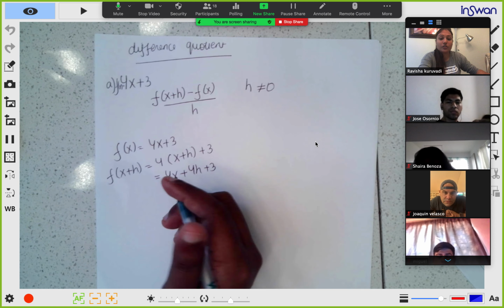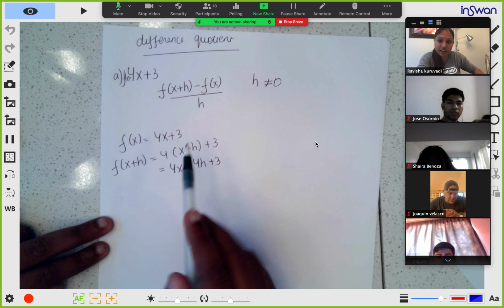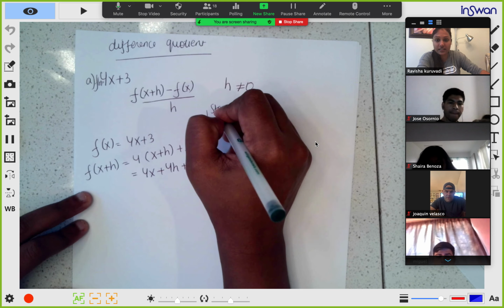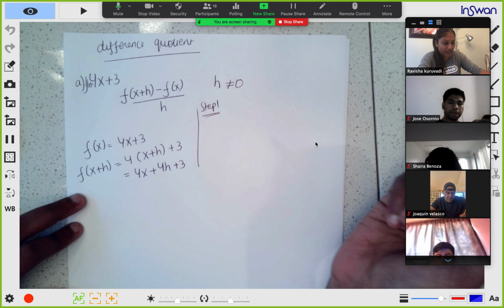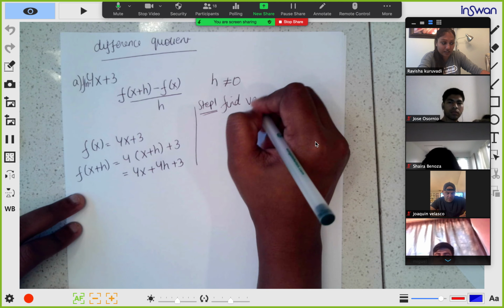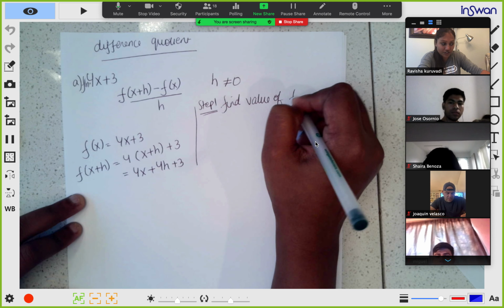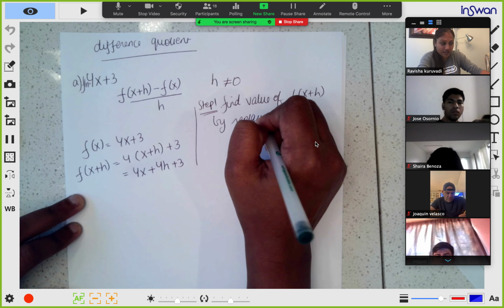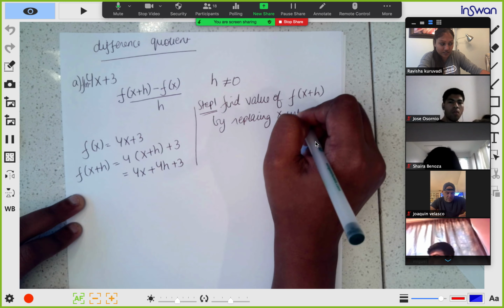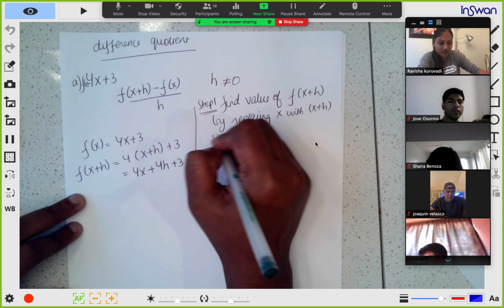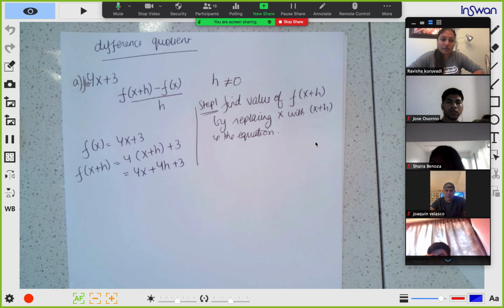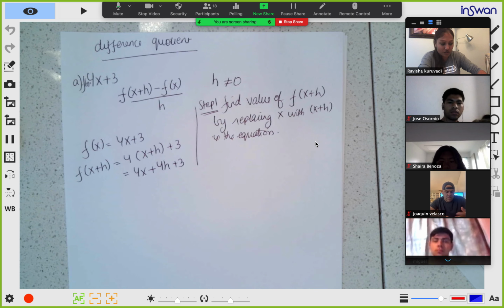Next, once you found the value of f of x plus h, you can say your step 1, if you want to write it: find the value of f of x plus h by replacing x with x plus h in the equation. If you want to write stepwise, this is your step 1, if you want to make notes for yourself. That's what I did here.